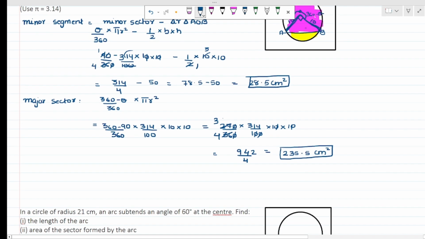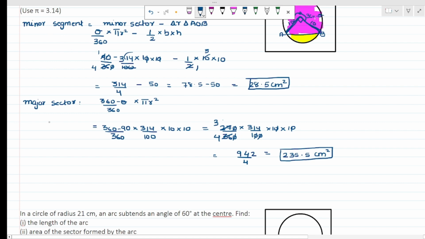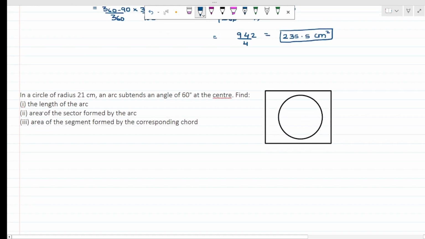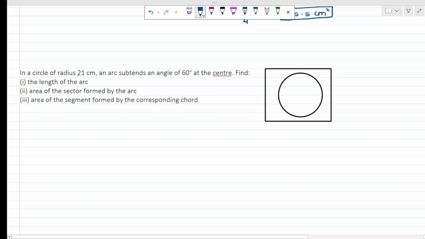Okay. In this question, we learned two topics, which is minor segment and major sector. Okay. Move on to the next one, which says, in a circle of radius 21 centimeter. So, we are given over here that our radius is 21 centimeter. So, my first radius, this is my second radius. Its value is 21 centimeter. An arc subtends an angle of 60 degree. That means my theta is equal to 60 degree. Find the length of the arc. That means I need to find out this value. Find out the value of this arc.